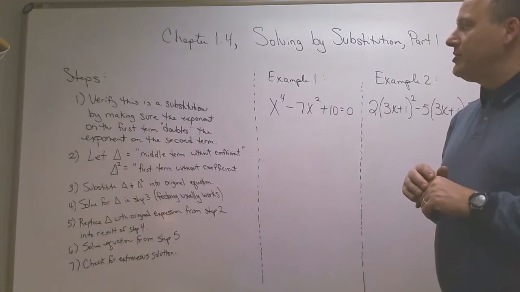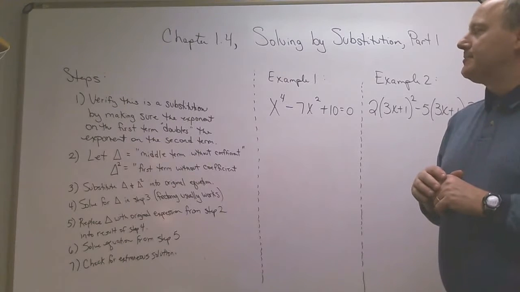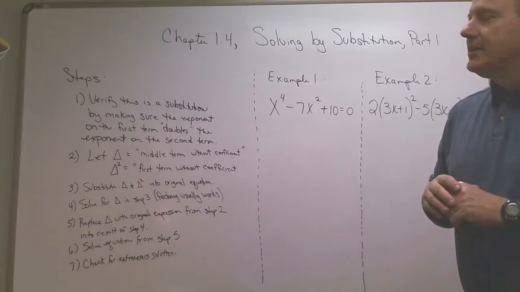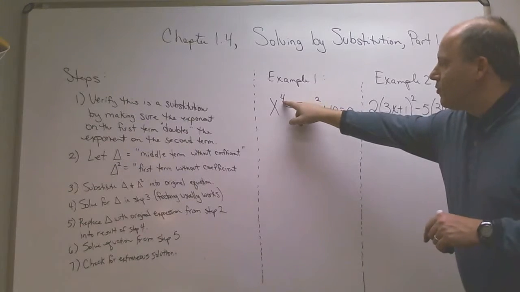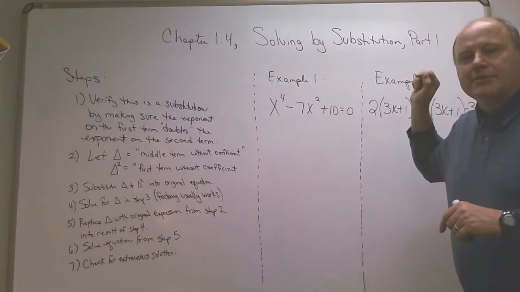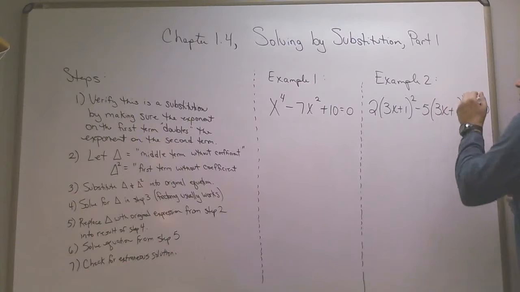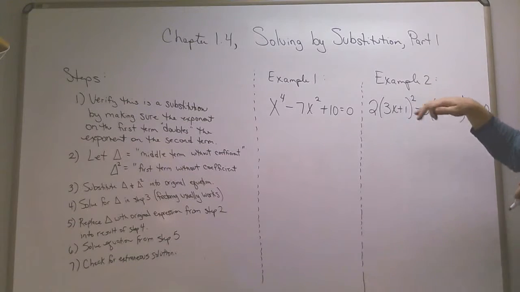The first step is to verify that this is a substitution type problem by making sure the exponent on the first term doubles the exponent on the second term. If you look at example 1, this number is 2 and this number is 4. 4 doubles 2, it's twice as much. And in this example, this exponent is technically 1 and this exponent is 2. So these are solving by substitution.